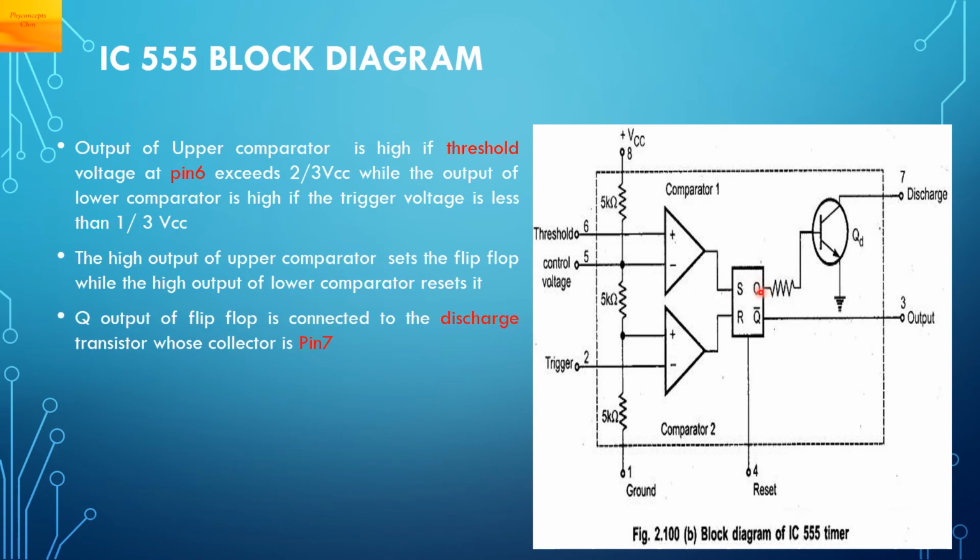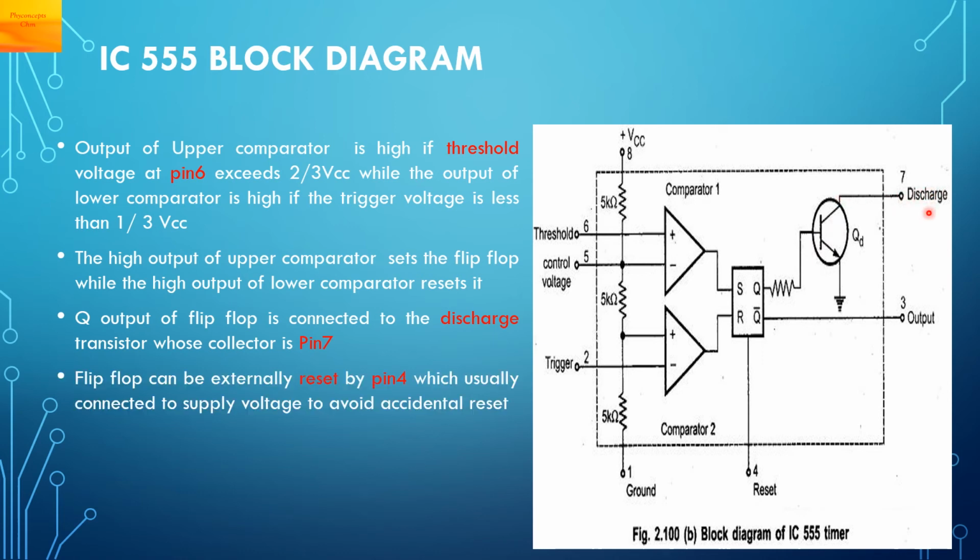The output Q of the SR flip-flop is connected to the discharge transistor. This is the transistor whose collector is pin number 7. So this is the discharge pin. The flip-flop can be externally reset by pin number 4, which normally we connect to the supply voltage to avoid accidental reset. Earlier we had seen pin number 1 is the ground of the potential divider. It is the ground pin. Pin number 3 is the output pin.